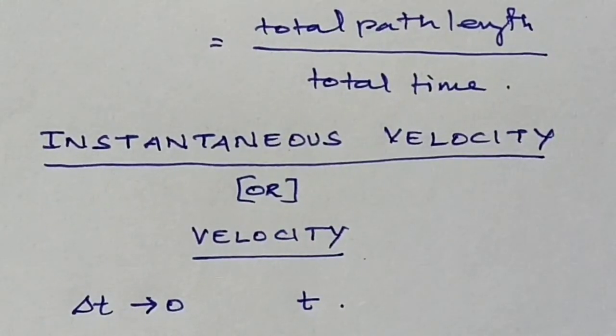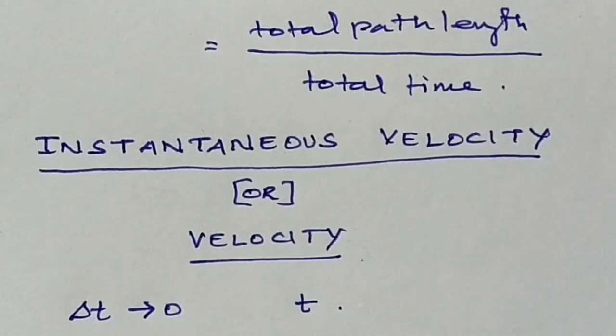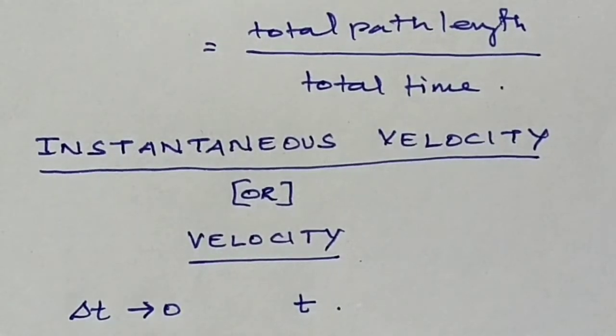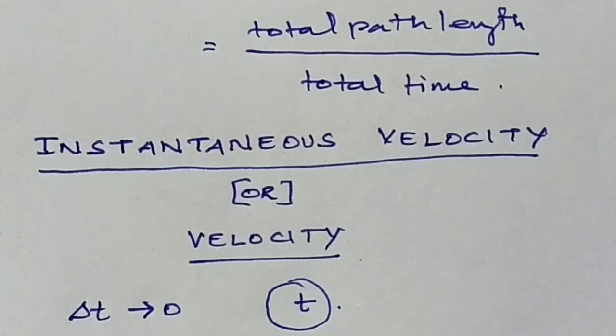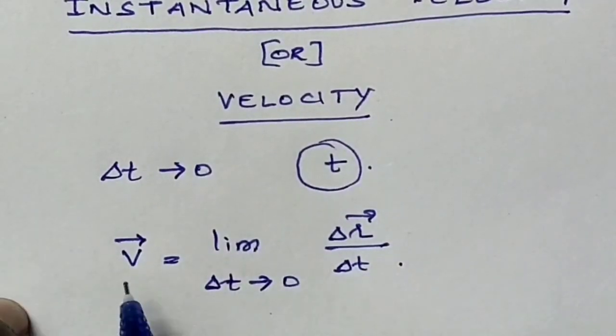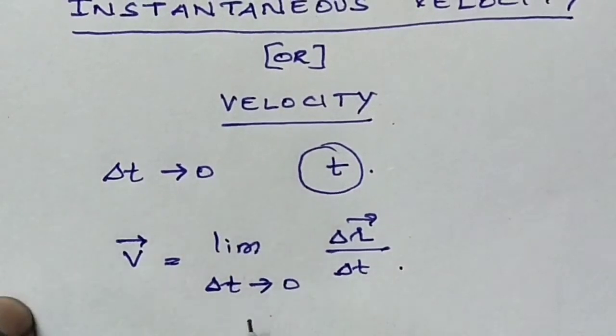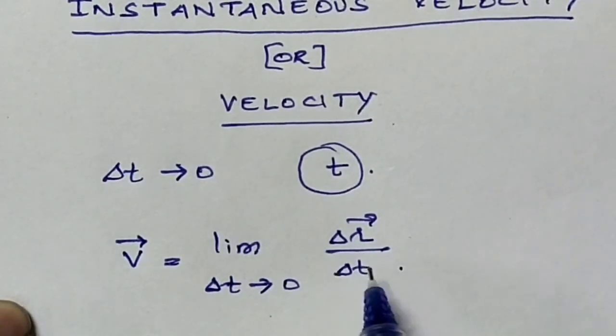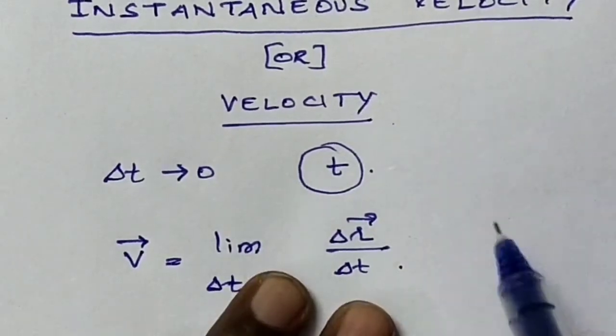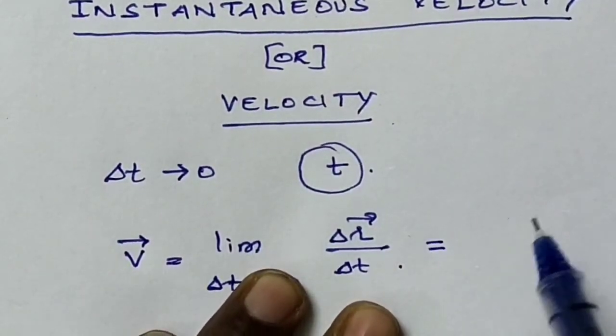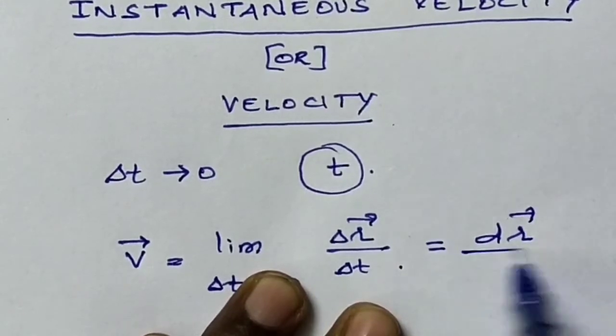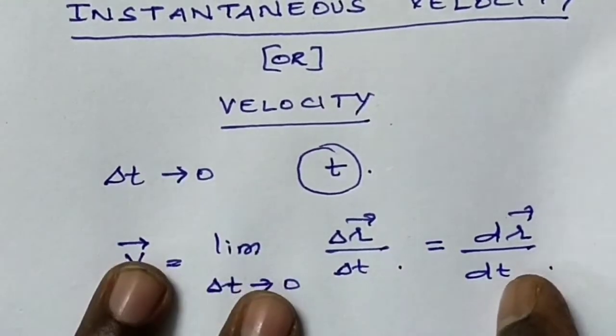Now the instantaneous velocity, or simply velocity, is the limiting value of the average velocity as del t tends to 0, evaluated at time t. In other words, velocity is the rate of change of position vector with respect to time. It is a vector quantity. So v vector equals the limit as del t tends to 0 of del r vector by del t, which is dr by dt. That is called the velocity.